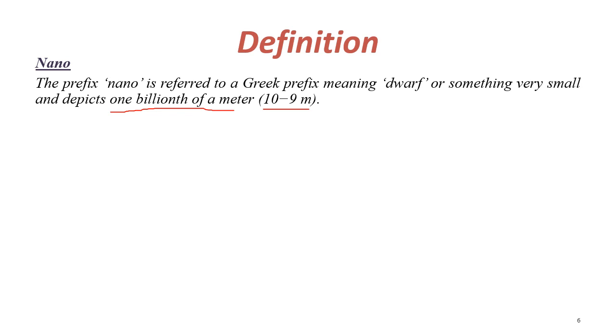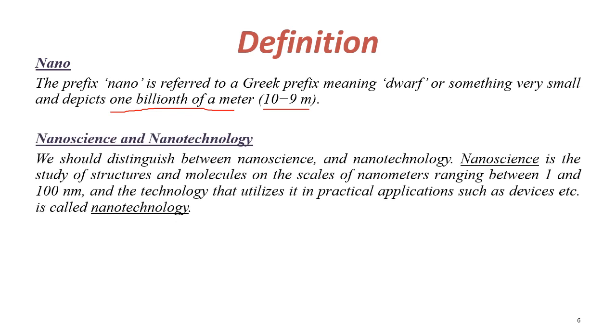More often we use the two terms, that is nanotechnology and nanoscience, but we should know what is the difference between nanoscience and nanotechnology. Nanoscience is a study of structures and molecules on a scale of nanometer, which ranges between 1 and 100 nanometer.